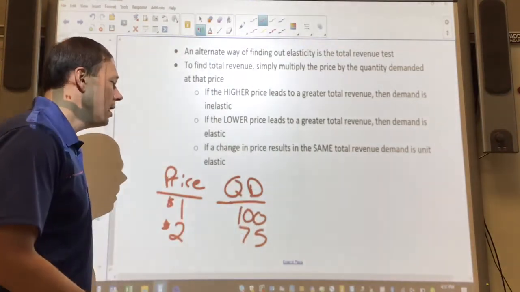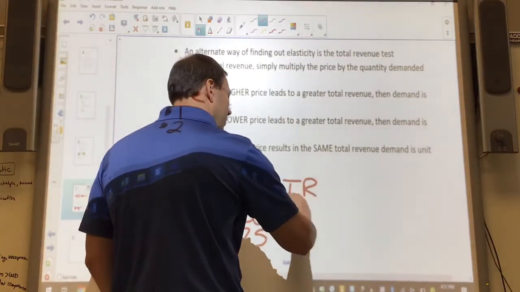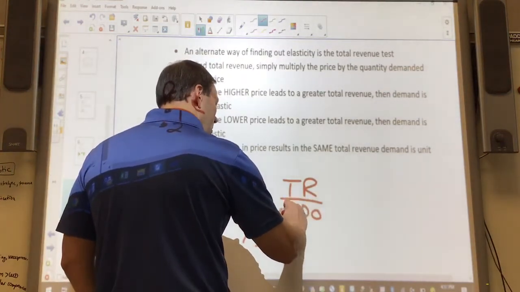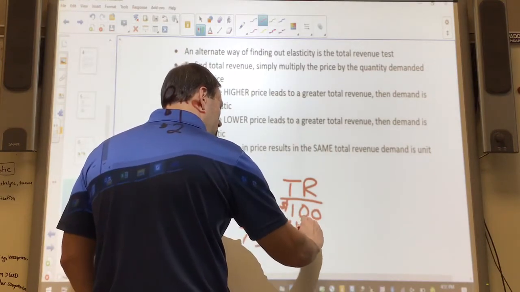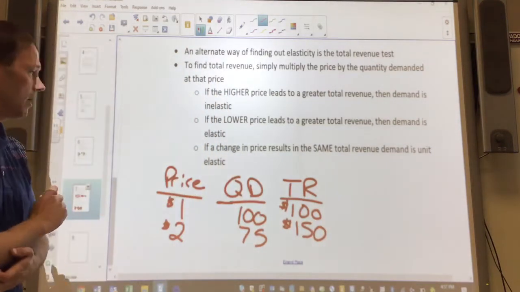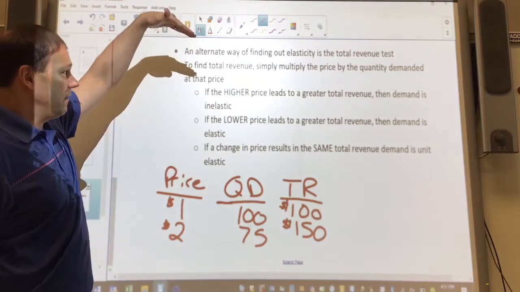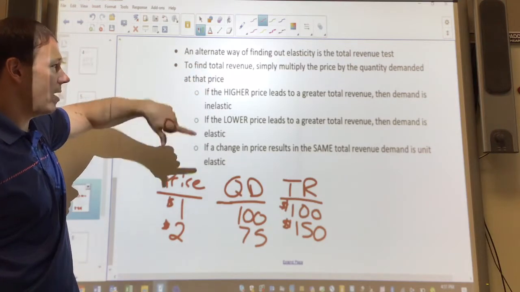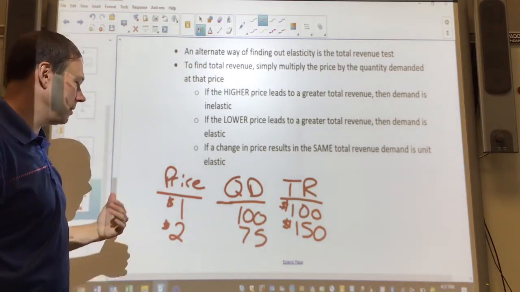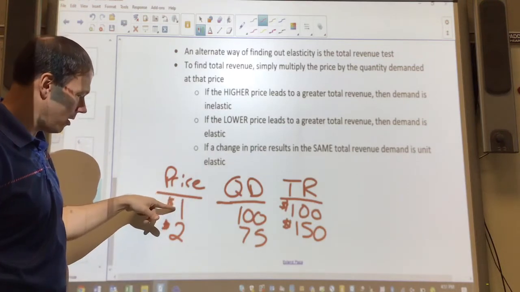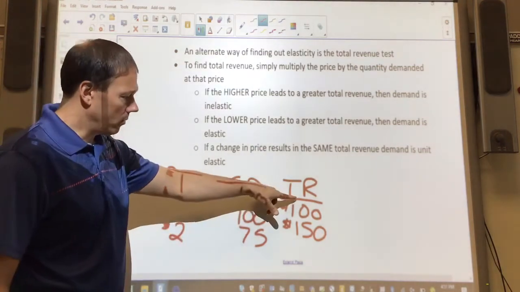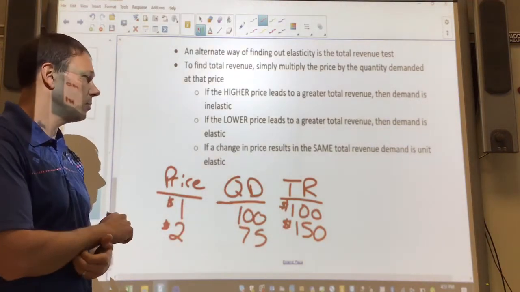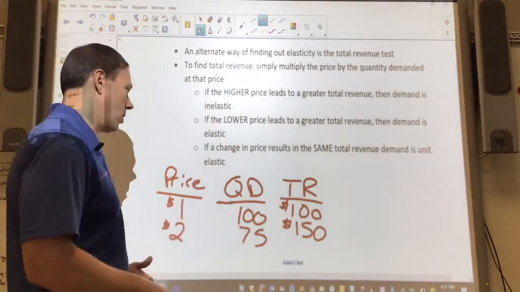Well, one of the things you can do is figure out the total revenue. Total revenue is simply price times the quantity at that price. So at $1, you're going to make $100. At $2, you're going to make $150. Now, here's our rule. If the higher price leads to a greater total revenue, demand is inelastic. So here I go from $1 to $2, and my total revenue goes from $100 to $150. Well, that's inelastic because my revenue goes up as I raise my price.